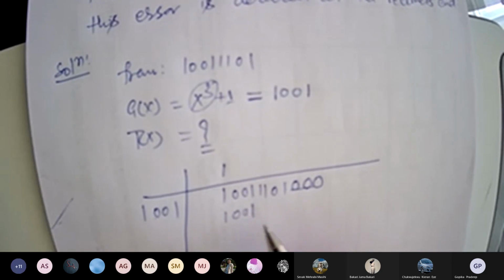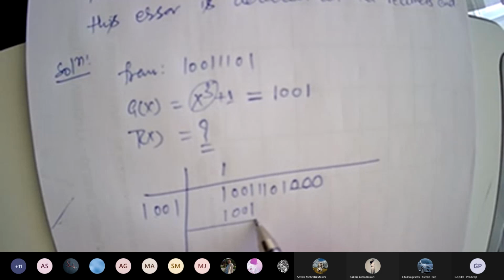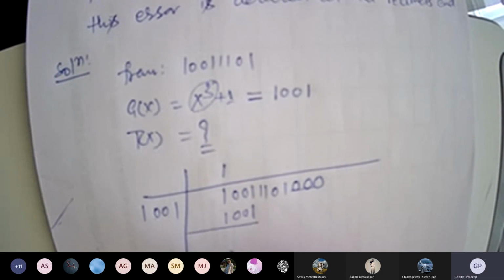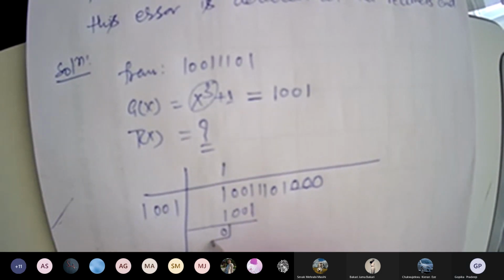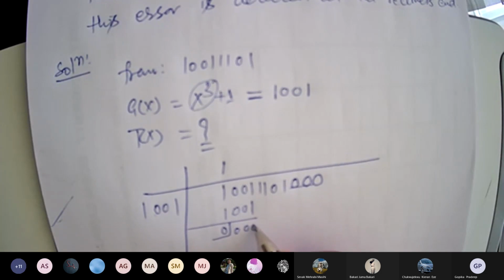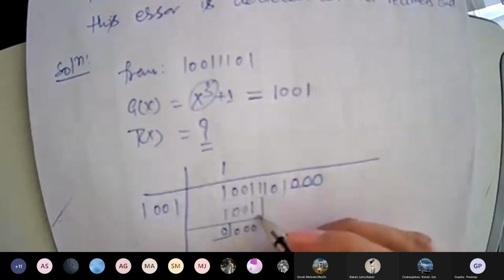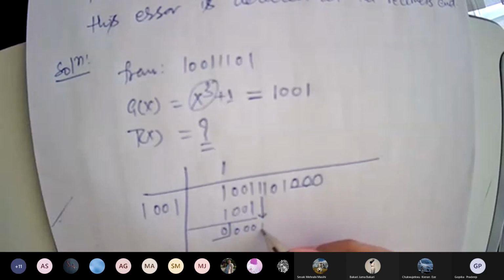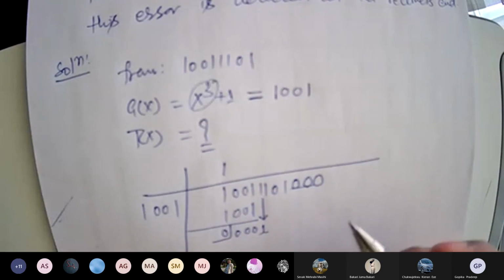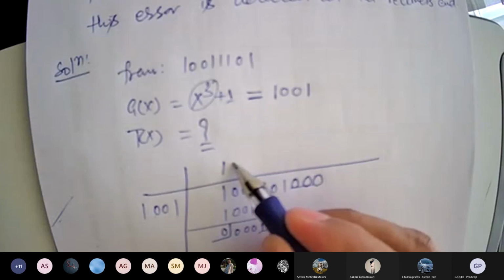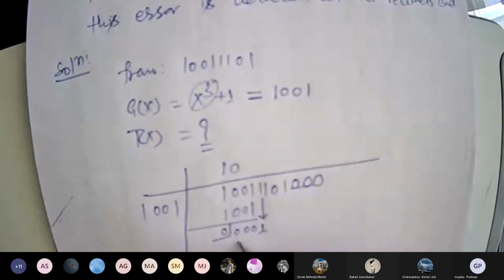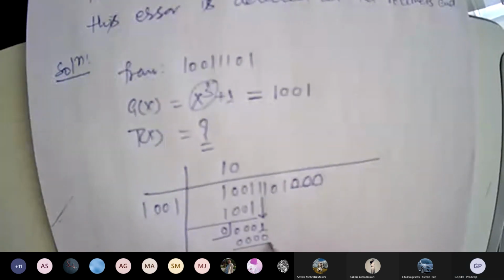Now let's start dividing. One time you can divide, so you will get 1001. Any confusion, anybody? No, sir. So this 0 you will discard. This is 000. This 1 will come here. Now how many times can you divide? 0. So 0000. This 0 you will discard. You will have 001. Then this 1 will come again.